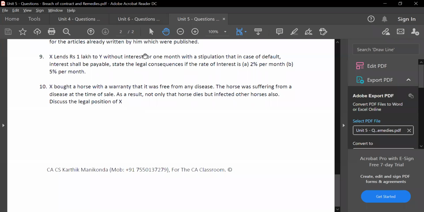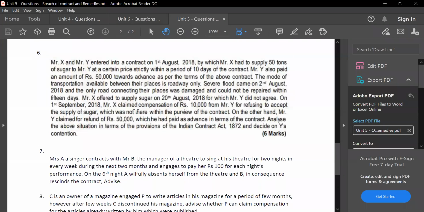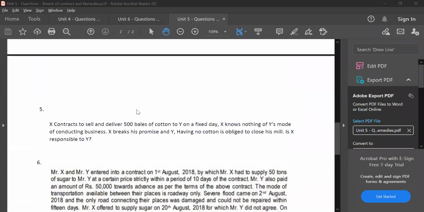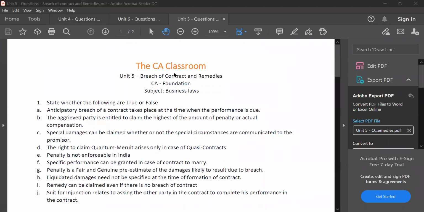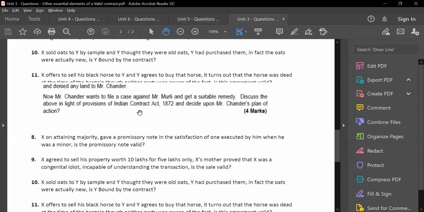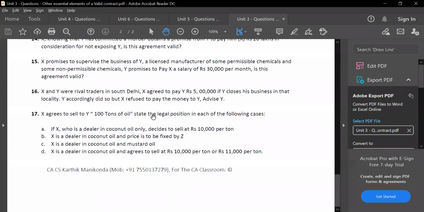Sir, I have a doubt on the 16th question. Which unit? Unit 3, from the previous unit class. Just a second. Yeah, question 16. Yes, what's the doubt in that?